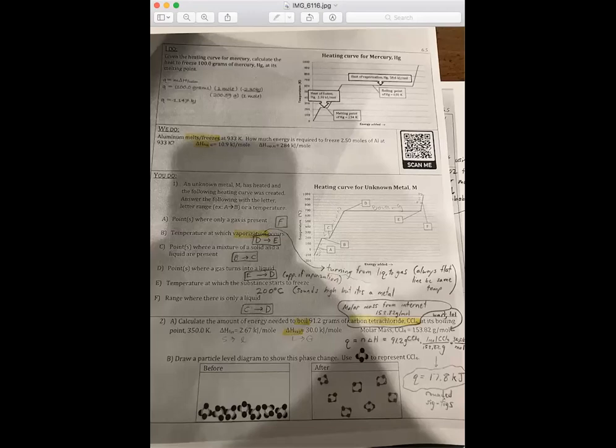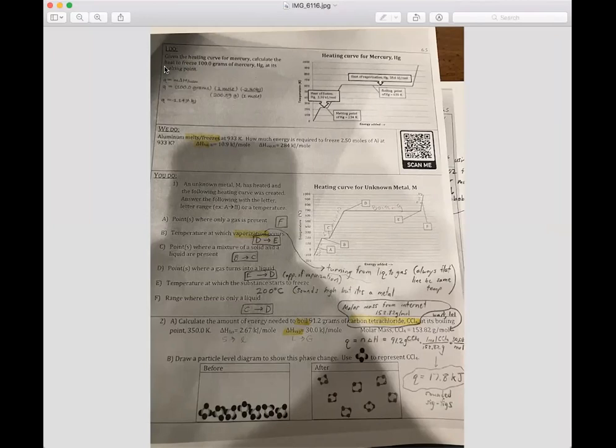So I do is using this formula that you're going to be using a whole ton in this section, which is, I left my drawing tools, I'll just say it out loud. It's going to be Q equals m and then change in H. So this is a very general formula and it will change based upon what you're working with. So here's the one I'm talking about right here. It says, given a heating curve for mercury, calculate its heat to freeze this at its melting point. So what does that mean?